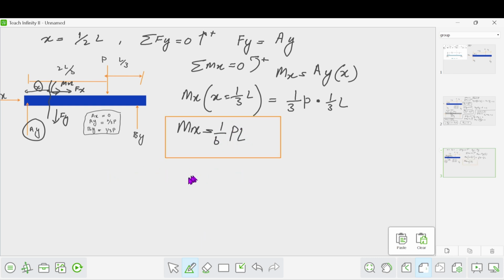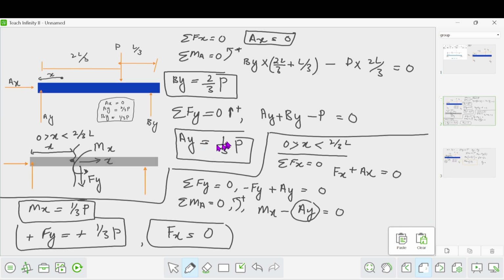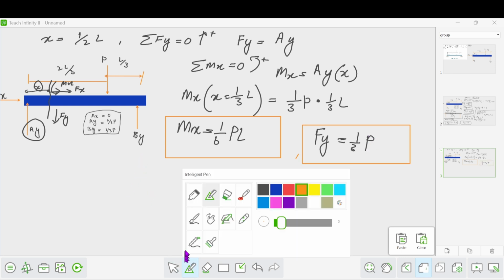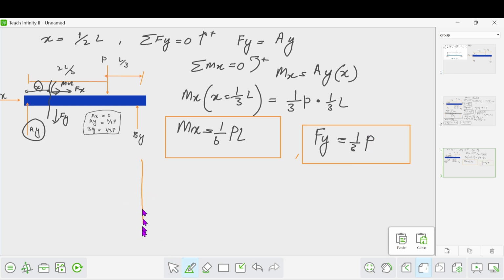After that, Fy is equal to Ay. My Ay value here is 1 divided by 3P. So 1 by 3 into P. So now I can draw a shear force and bending moment diagram. This is 0 and 0, this is 0 and 0.